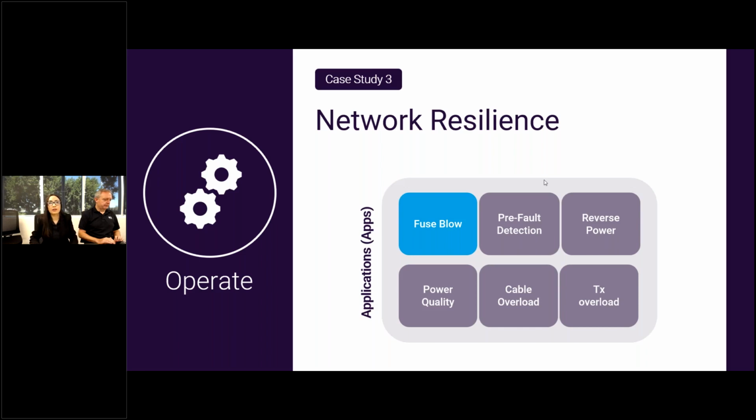Here we are going to talk about a case study on network resilience using the fuse blow application. In this case study, we will look at how we make visible fuse blow events in an interconnected substation.